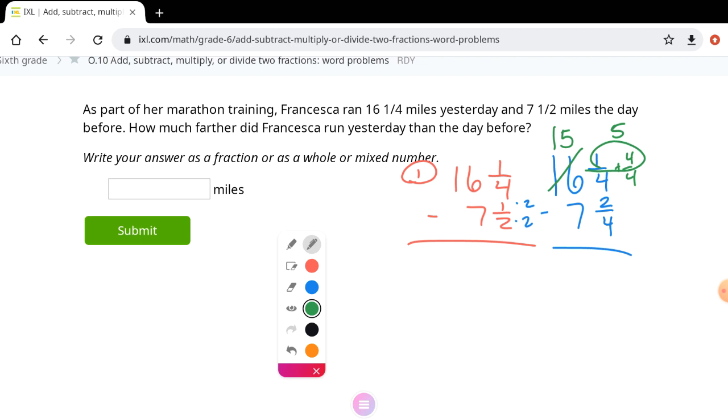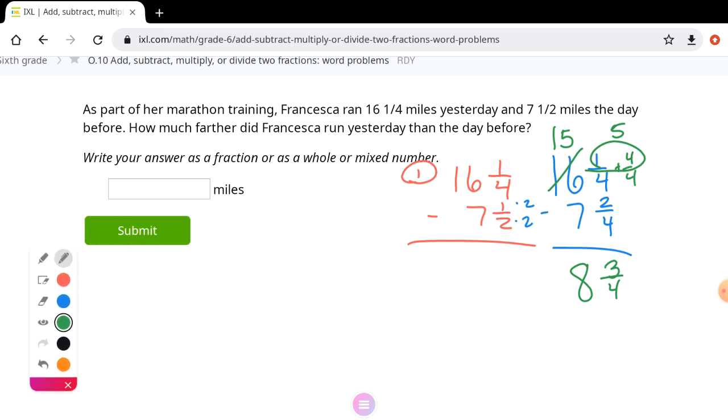Sophie, take over. Now what? 4 plus 1 is 5. So then you do 5 minus 2, which is 3. The 4 stays the same. 15 minus 7. 8. Yep. So 8 and 3/4.